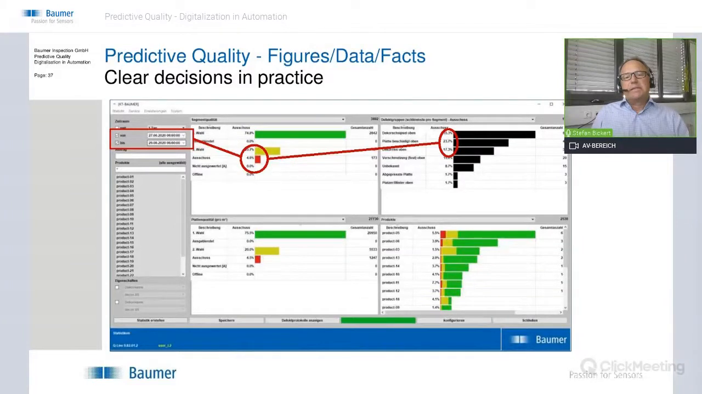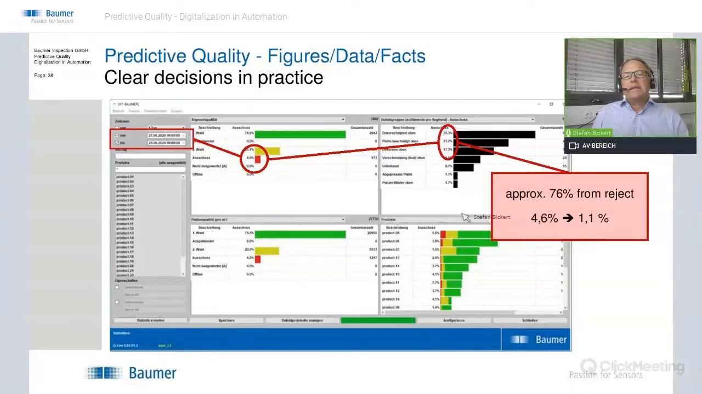This represents, let's say, 76%. If you focus only on the 3 items, don't worry about what happened here. Focus on these 3 items. If you could reduce or eliminate these reasons for rejects, you can come down from 4.6 to 1% rejection rate. It's not 0, but it's much better.